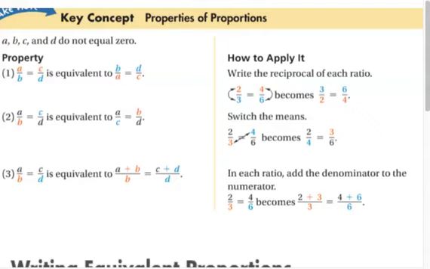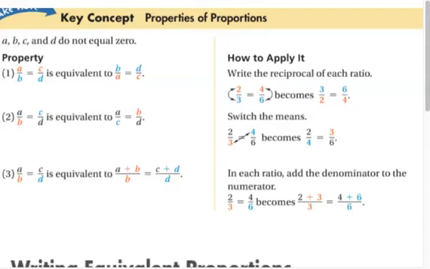So we have A, B, C, and D. None of these are going to equal 0 here. That's just so that we don't have a 0 on the bottom of the fraction. But here are 3 things that you can do to proportions and still have a true proportion. So this is just something for your notes.